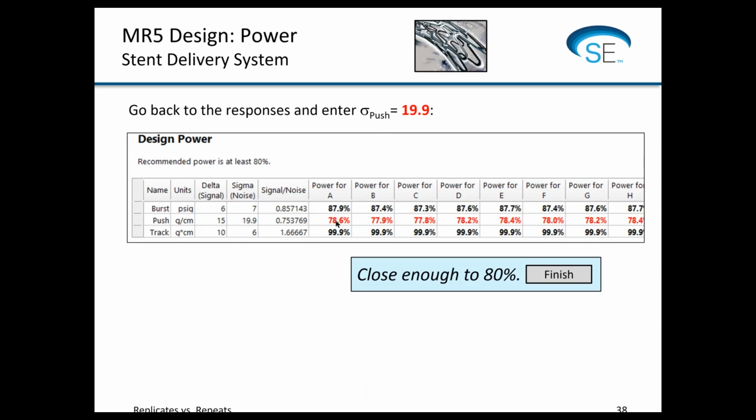Without rounding any of those off, you're at 80%. Looks like about 78% all the way across. Okay, and if that wasn't good enough, I could go back and add another run.